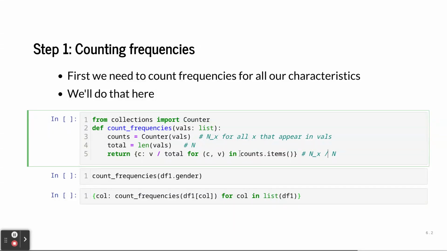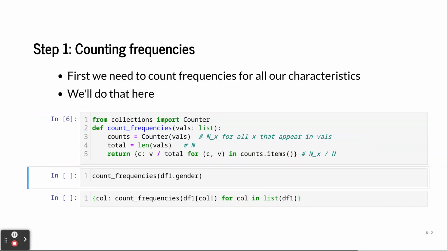What we'll do is treat this as if it were a dictionary. We can ask this counts object to iterate over its items. When we do that, it will give us back key value pairs where the key is whatever item appeared in our list vals, and the associated value, v, will be the number of times that item appeared. So then we're going to associate each value with the number of times it appears over the total number of nodes. We're computing exactly that, nx divided by n.